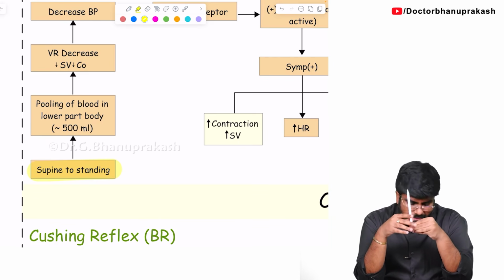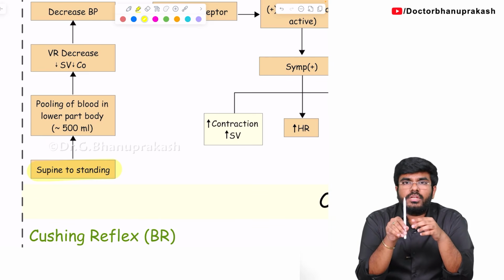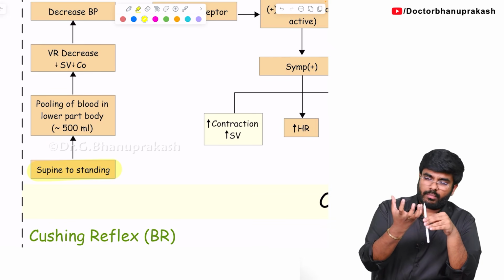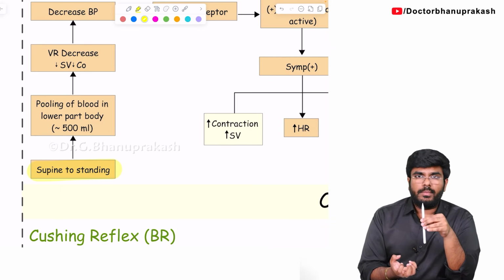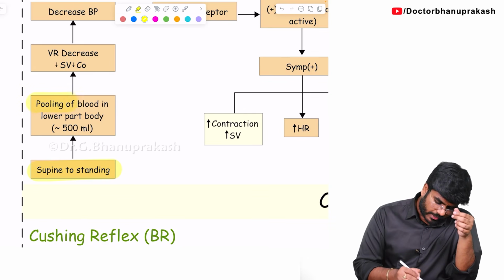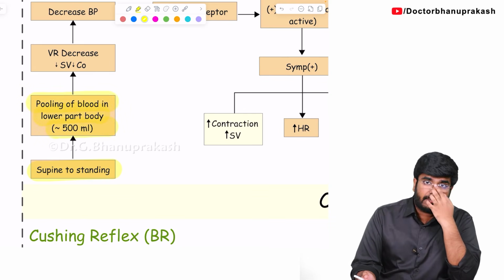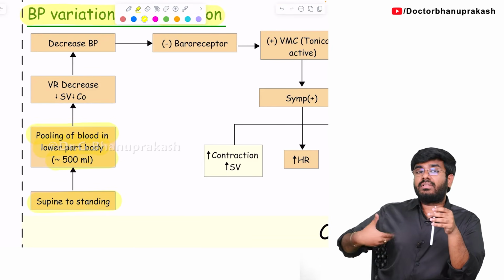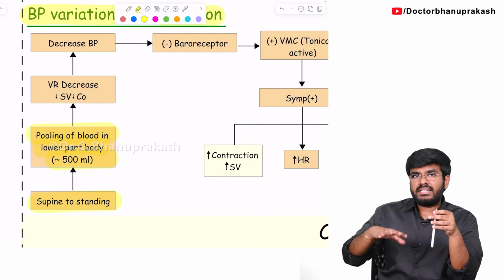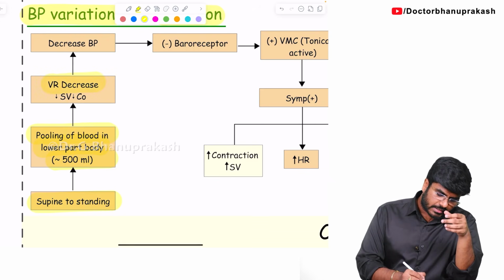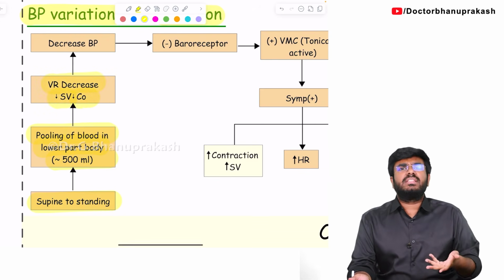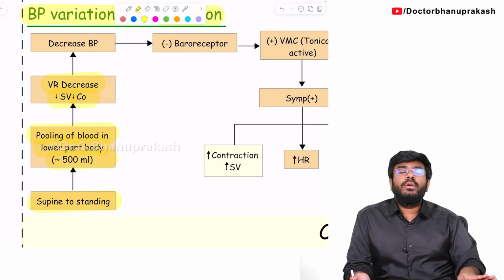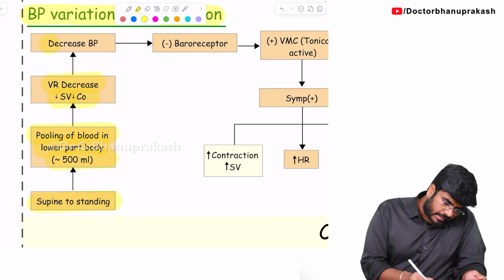What will happen? Because of this standing position, because of the gravity, the blood will pull down, almost 500 ml of blood, into the lower limbs. So yes, there is pooling of the blood in the lower part of the body, almost half a liter. So what happened to the blood coming towards the heart? The venous return decreases. So venous return decreases, stroke volume decreases, cardiac output decreases, everything decreases because less blood is coming to the heart. So automatically the cardiac output decreases, BP decreases. So now there is a decrease in BP.